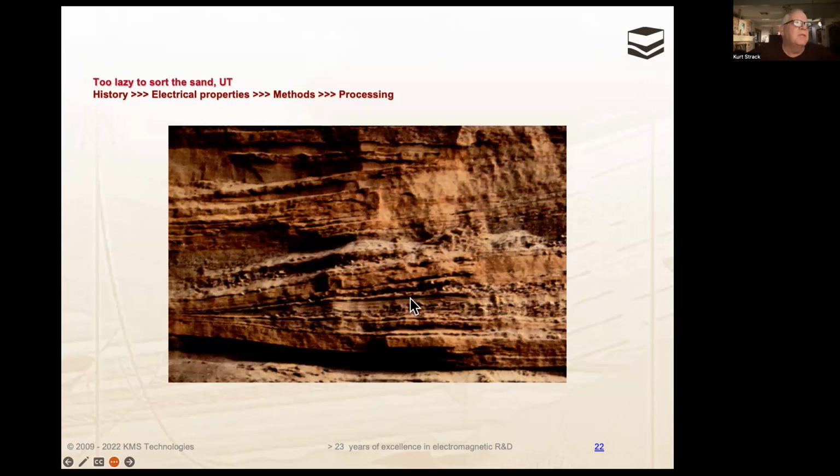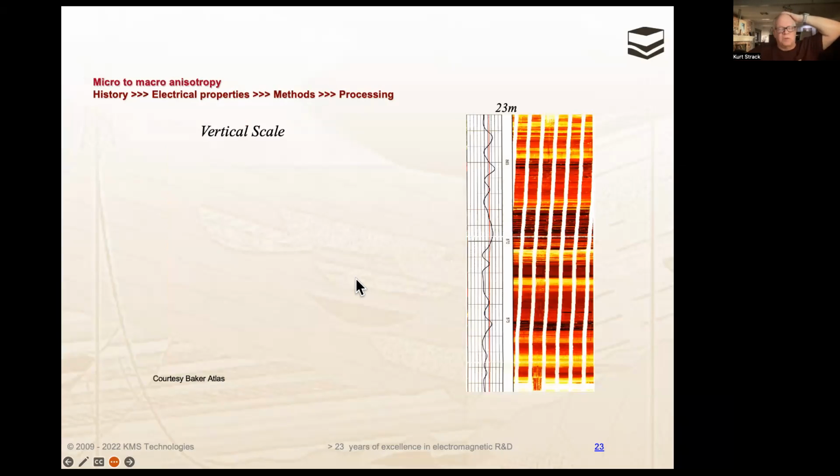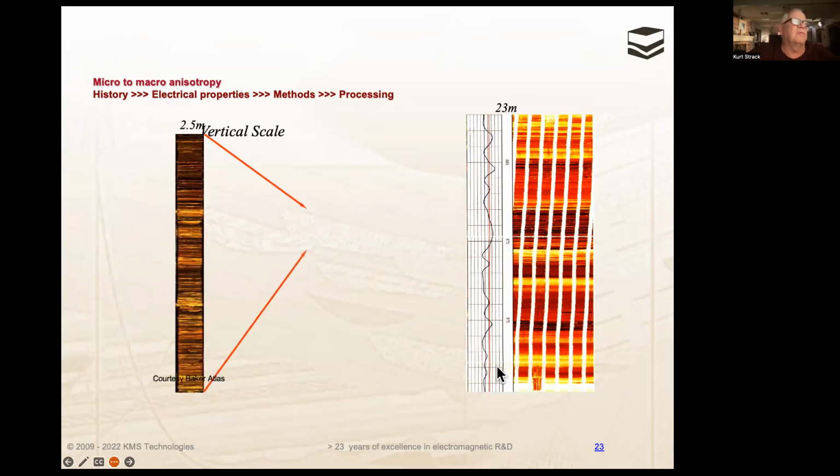Here's an example. This is the size of a man, so this is about 2 meters. And this is an anisotropic layered formation. This is in Utah. And we see anisotropy at every scale. On the right side, we have an image log. This is an electrical image log. The yellow lines are sands. The dark lines are shales. And shales are very conductive. Sands are resistive. And we see this at a scale of 25 meters, which is reservoir scale.